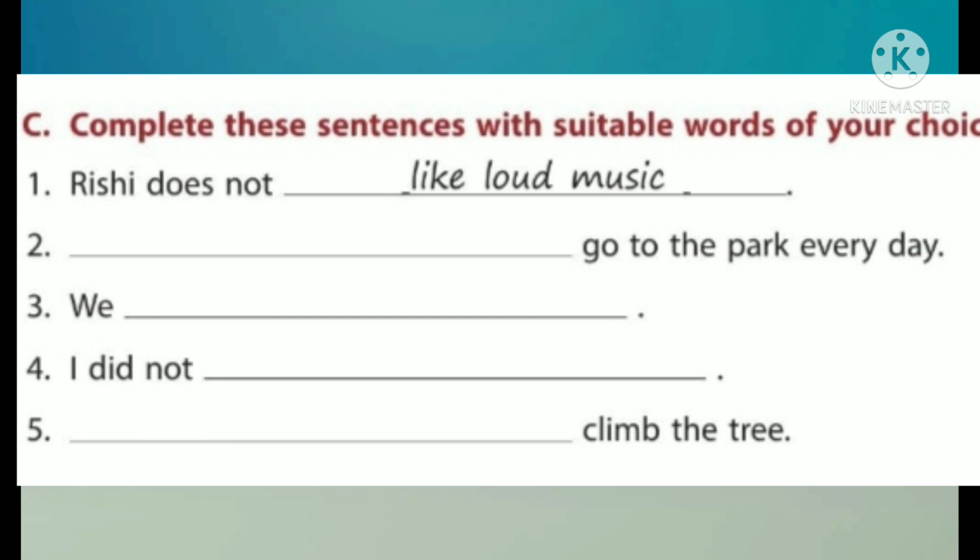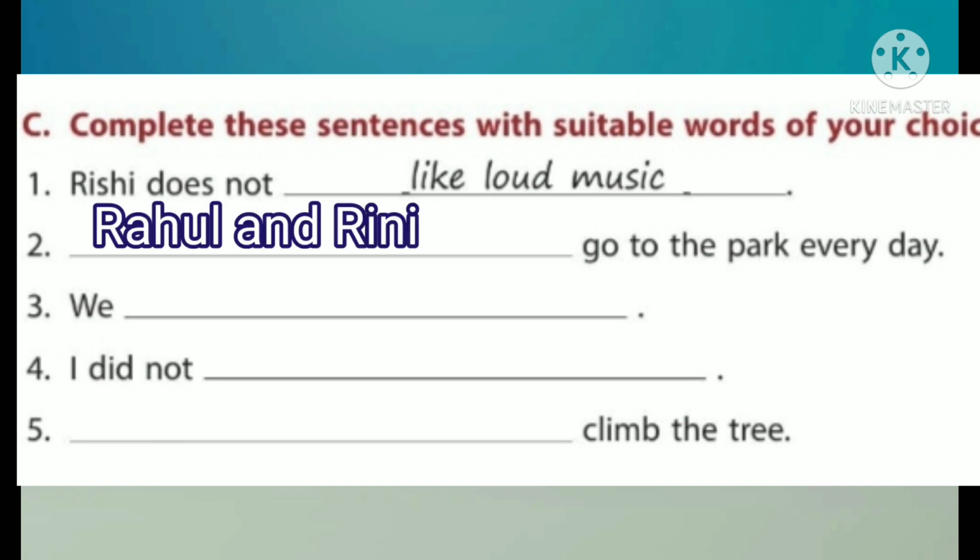We have to write the subject part. Here what do we have to use? See the verb. Verb is go. Go is the plural verb. So subject also should be plural. So what can you write there? You can write your own sentences. Now I am writing here Rahul and Rini. Rahul and Rini go to the park every day.